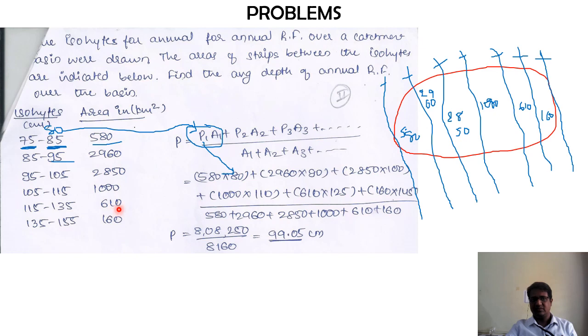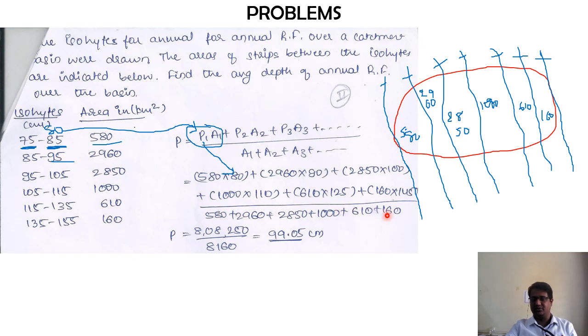Similarly, 610. Now if you check, the difference is 20 centimeters; till now it was only 10. So 115 and 135, the average of that is 125, and the area is 610. Similarly, the last one, 135 and 155, the average is 145 and the area is 160. So 145 into 160 gives you the total calculation, divided by the whole area.